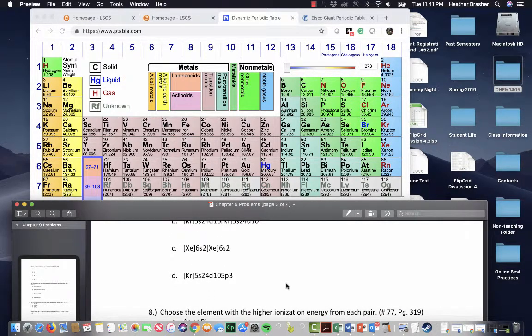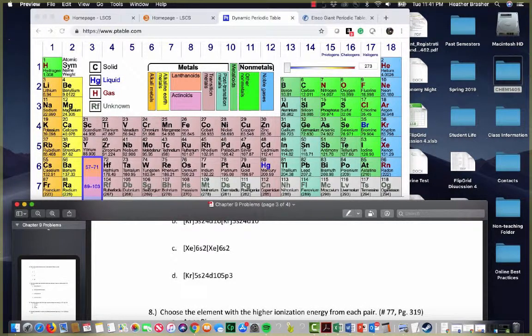So let's do this one. So we have Kr, we're starting here, and then we have 5s2, 4d10, and 5p3. So we have antimony. So pretty straightforward, not terrible, right? Going through here.